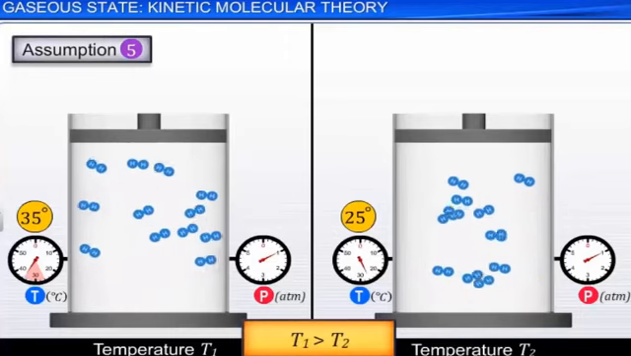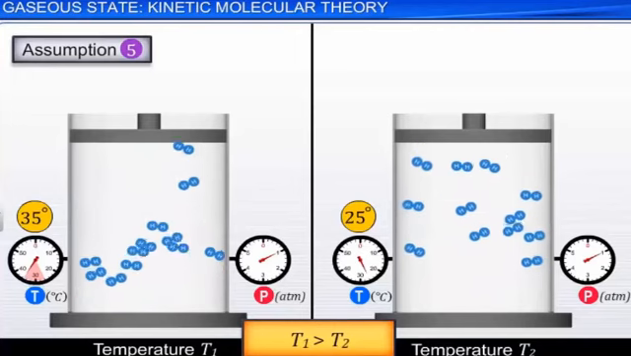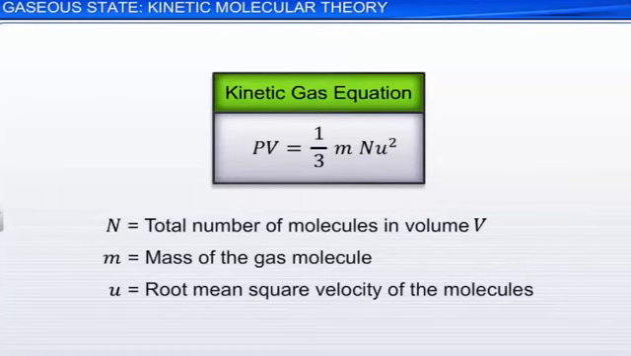Based on these assumptions, an equation for pressure of a gas is derived as PV is equal to 1 by 3 m N u square. This is called the kinetic gas equation, where N is the total number of molecules in volume V, m is the mass of the gas molecule, and u is the root mean square velocity of the molecules.